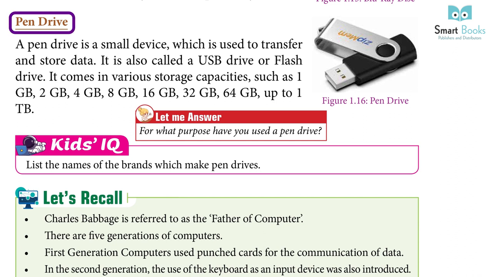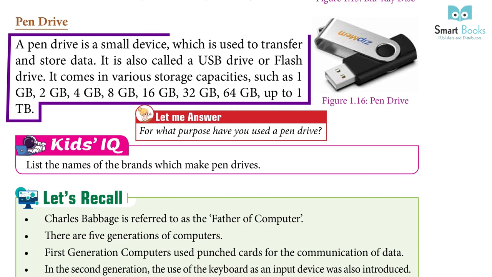Pen drive. A pen drive is a small device which is used to transfer or store data. It is also called a USB drive or flash drive. It comes in various storage capacities such as 1 GB, 2 GB, 4 GB, 8 GB, 16 GB, 32 GB, 64 GB, up to 1 TB.